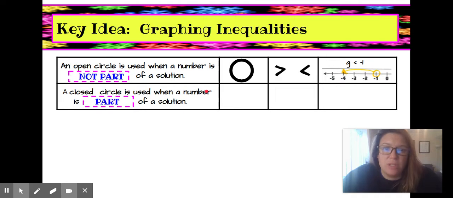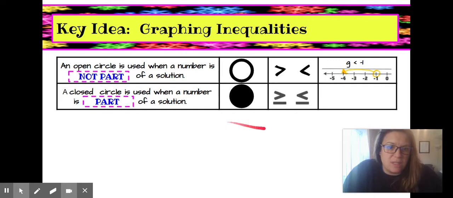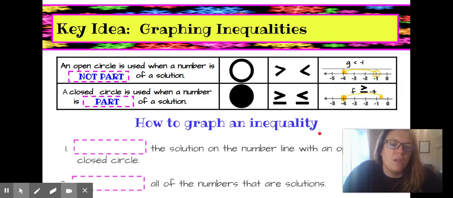A closed circle is when you want the number to be a part of the solution. I think of it as like a black hole in space that sucks in the number. The number is part of the answer. And you will see these two symbols. That means you have to have a closed circle because I want -4 to be an answer, right? So -4 is greater than or equal to -4. Yes, that's true. So I shaded in the -4.